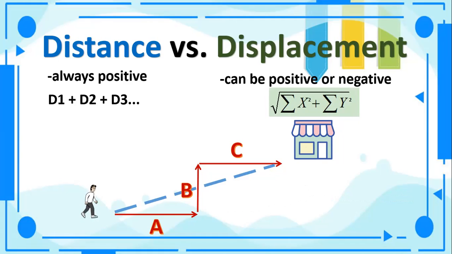In displacement, we should always remember that the horizontal arrow, which represents the east and west direction, is considered the x component, while the vertical arrows, which represent the north and south direction, represent the y component.